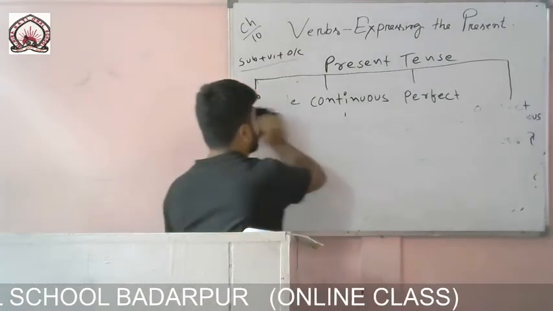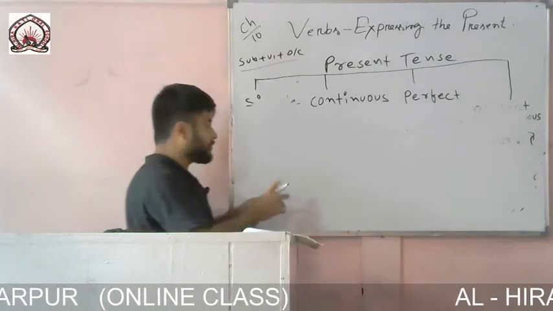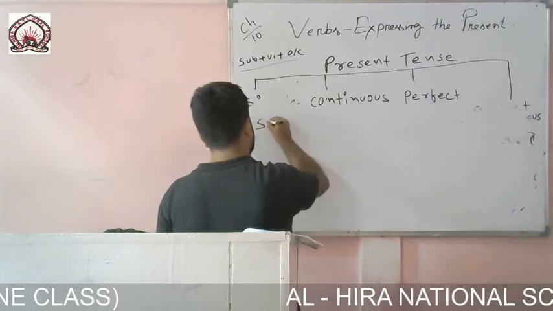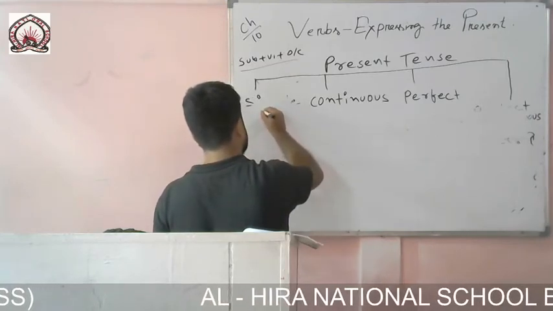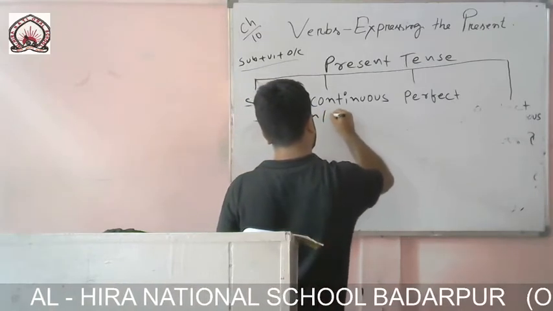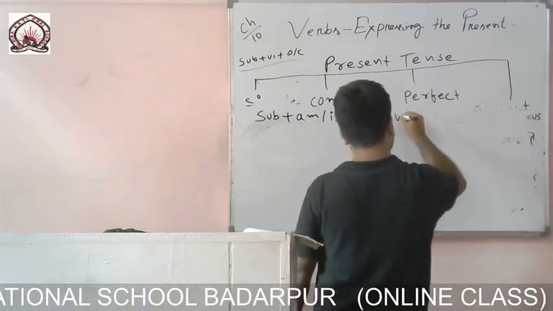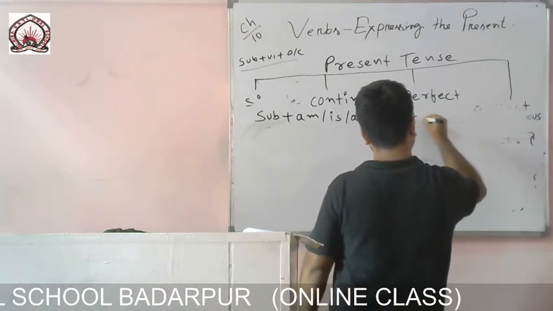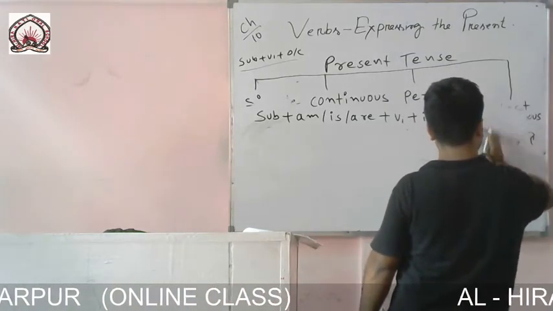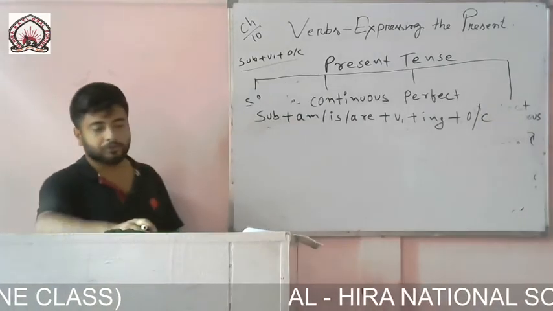Now simple is finished. Now present continuous, and the formation is very easy: subject plus am, is, are plus verb 1 plus ing plus object or complement. Very simple.